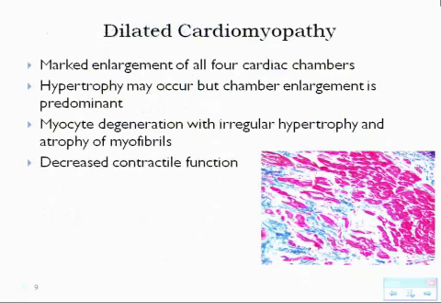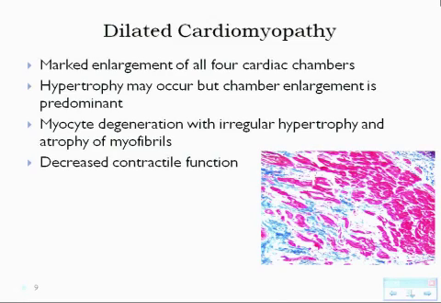The other thing you get with dilated cardiomyopathy is you get a marked enlargement of all 4 chambers. Hypertrophy may occur originally, but chamber enlargement is really the predominant effect that you see. And this is a normal myocardium here, the red. Okay, you can see here the in blue.